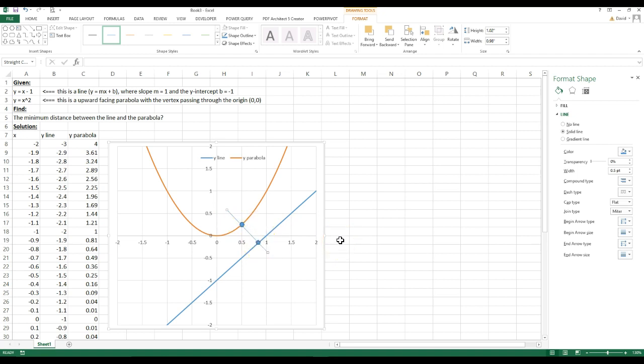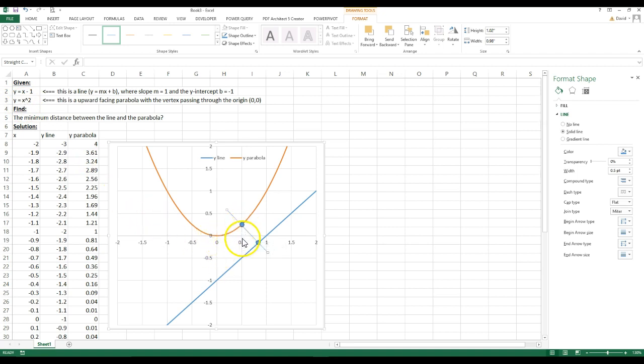So you could do that with calculus, right? You could take the derivative of this to find the instantaneous slope at each x. So the derivative of this would be 2x. And you know the slope of this is 1, right? And you say 2x equals 1. You solve for x, which would be 0.5. And that looks like about where we're at.